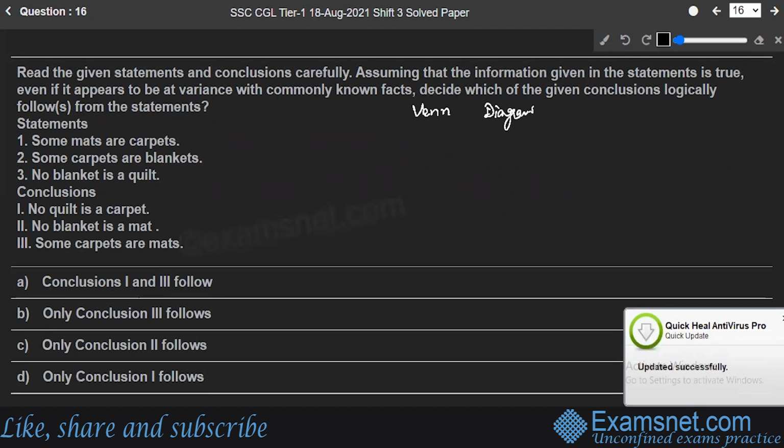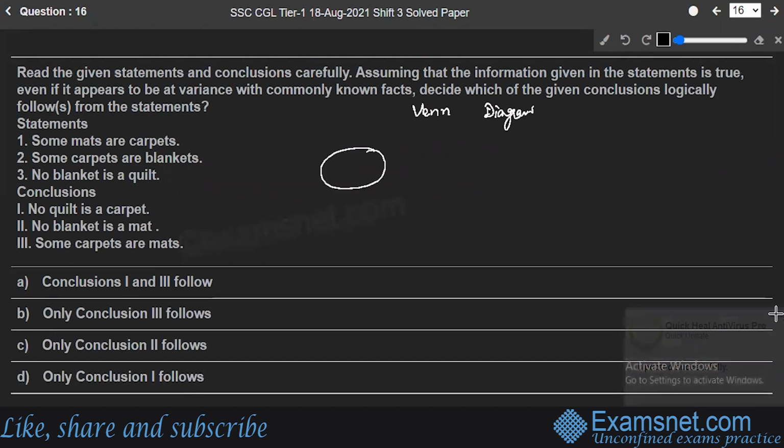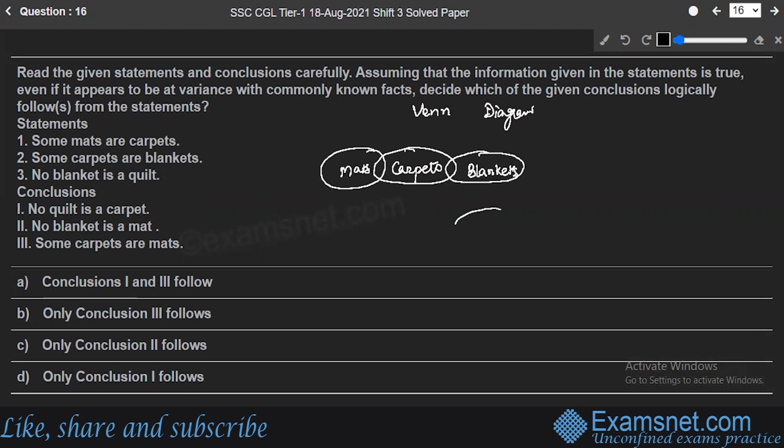So the very first thing which is given in the Venn diagram is some mats are carpets. Let's draw some mats. Here are mats. Some mats are carpets. Correct. Second, some carpets are blankets. Now, here are the blankets which shows some carpets are blankets. No blanket is a quilt. So here is a quilt and there is no relation between blanket and the quilt. They are separate entities. Okay. Now, the conclusions. No quilt is a carpet. Is it true? No quilt is a carpet. This is false.